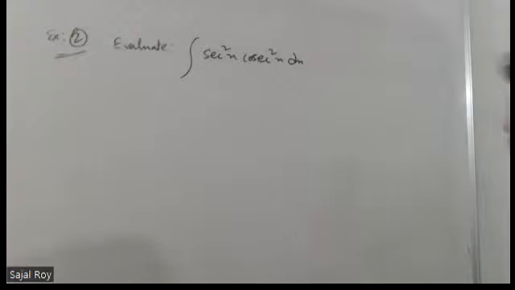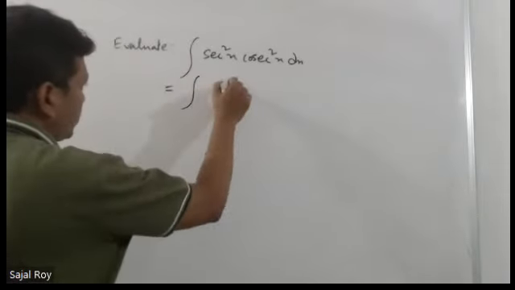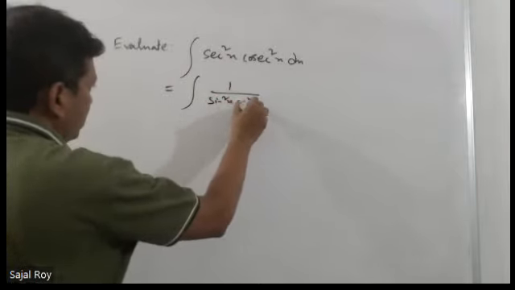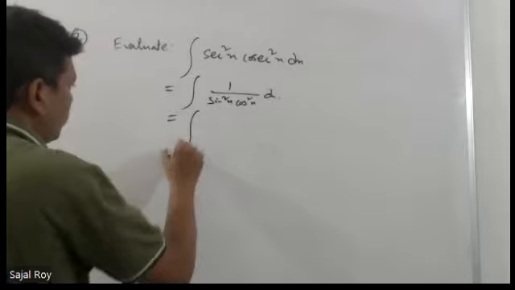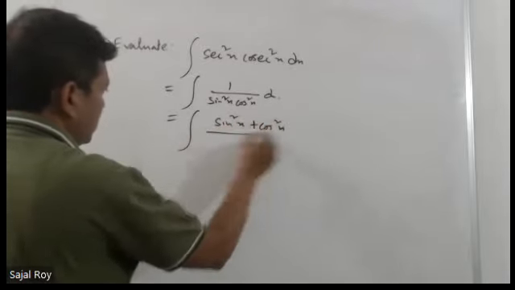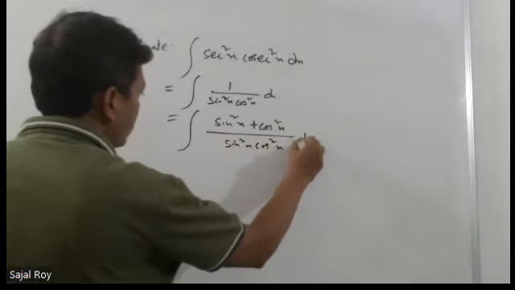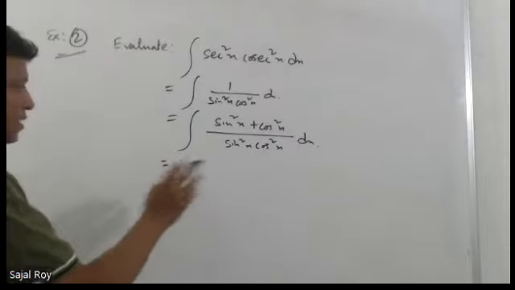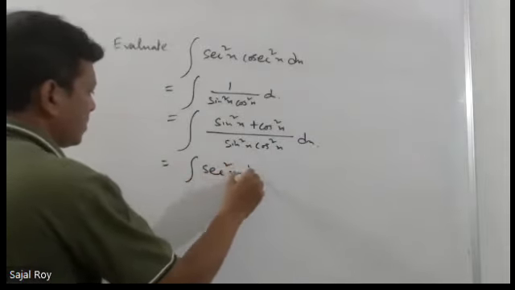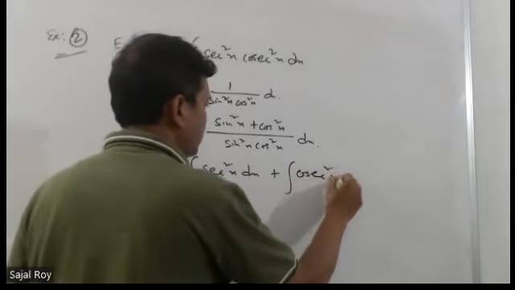Okay. So what I'm writing, sec square x cosec square x, you can write 1 by sin square x cos square x, right? And 1 you can write as sin square x plus cos square x over sin square x cos square x. So if you now split into two parts, that is your sec square x dx plus cosec square x dx.